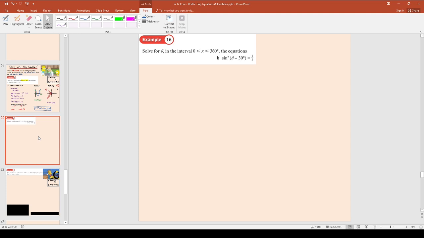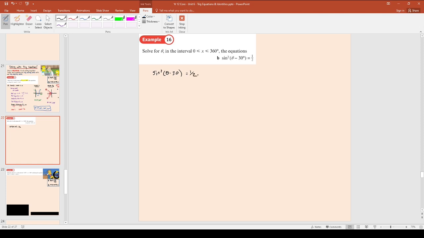Right then, one more. Two more actually. Here we go. Solve for theta in the same interval. It's the same question. It's just part B now, and it's got sine squared of theta take 30 equals 1/2. Okay. It's a bit of a hard question again. I'm not gonna lie. So here we go. Step 1, let's write it out. Sine squared of theta take 30 equals 1/2.